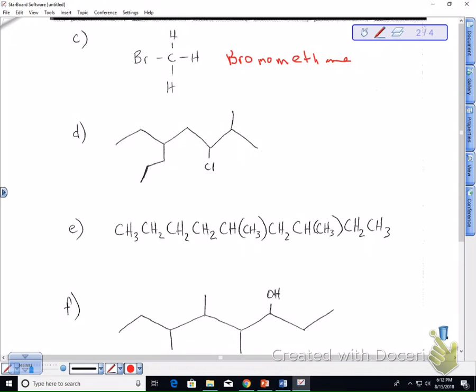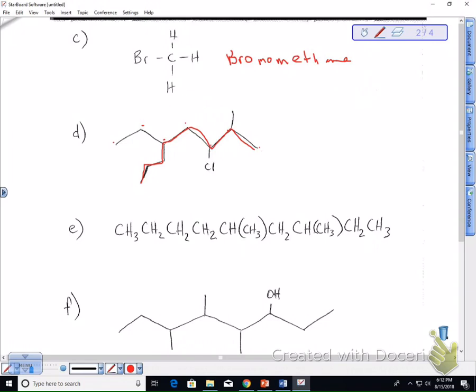All right, let's see if you got it right. So let's identify the longest chain. 1, 2, 3, 4, 5, 6, 7, or I could have gone 7 up here, but let's see if we can go longer a different way. 1, 2, 3, 4, 5, 6. That's not longer. Let's go from the back. 1, 2, 3, 4, 5, 6, 7, 8. Whoa. So it looks like at first glance it's 7, but really the longest chain is going to be that way, going 8.